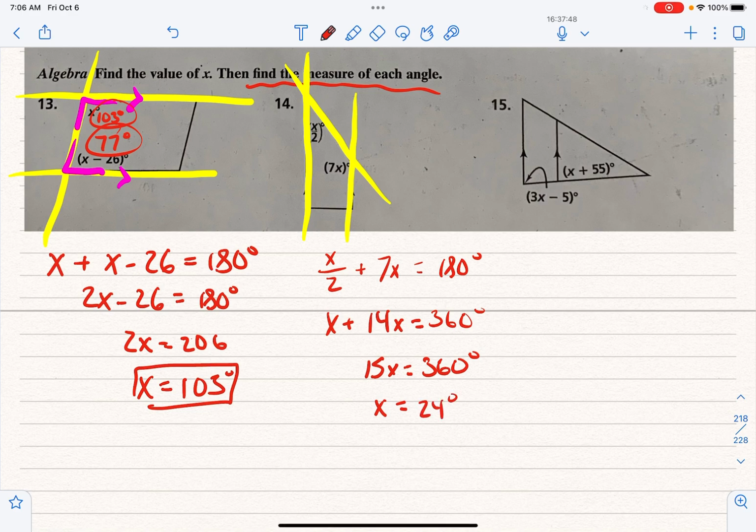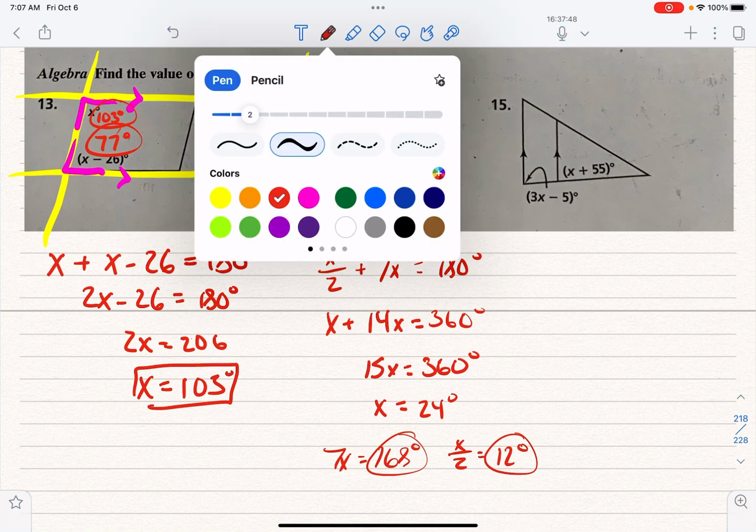All right, and then you'd take that and plug that back in. And while I don't think that that's actually accurate to the picture, that's what we get. So 24 means that one of the angles, 7 times x, is going to be 7 times 24, which is 168. And then x over 2 is going to be 24 over 2, which is 12 degrees. And again, look, those are supplementary. So that makes sense. And lastly, we've got a different situation.